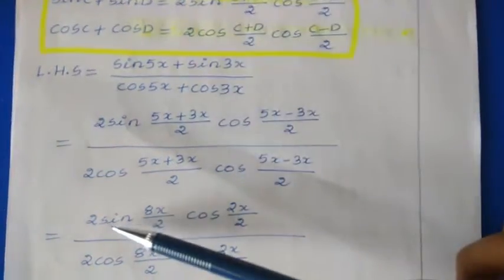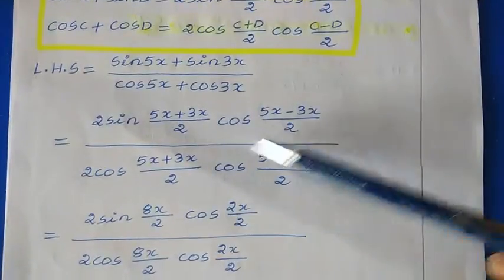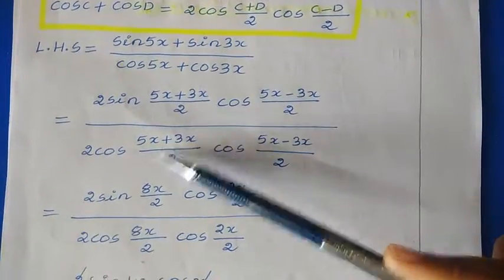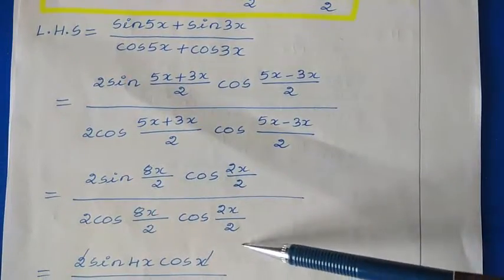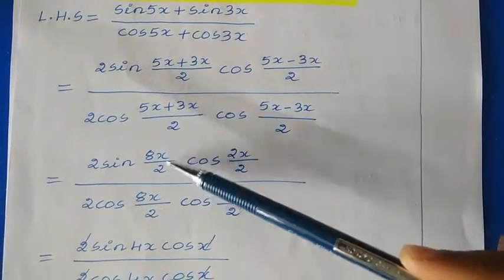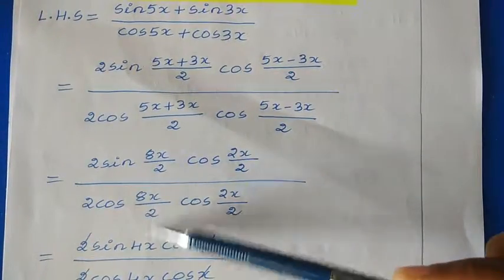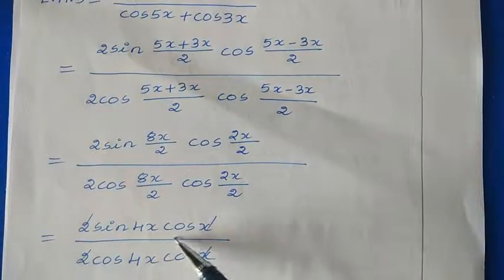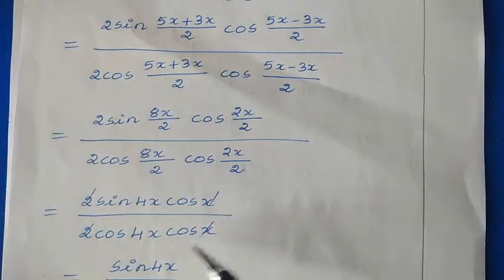So now I get 2 sin (5x plus 3x, that is 8x) divided by 2, into cos 2x divided by 2. Then 2 cos 8x divided by 2 into cos 2x divided by 2. So we can cancel the values here. The 2s cancel and the 4s remain. So I get the answer 2 sin 4x into cos x divided by 2 cos 4x into cos x.